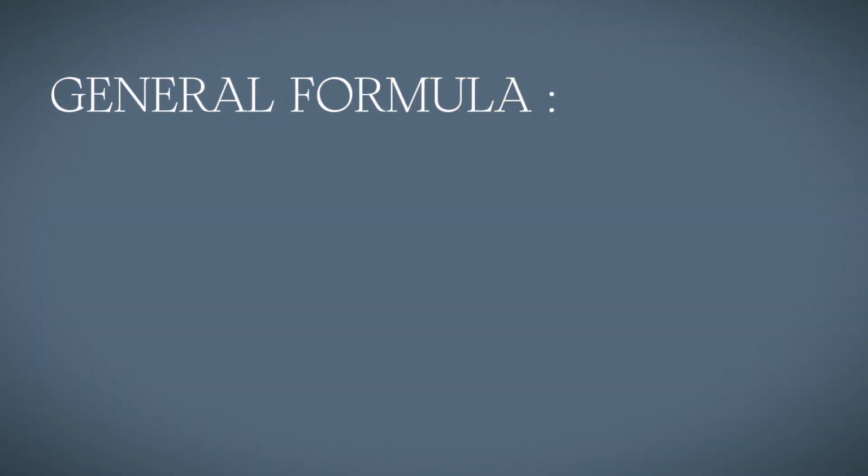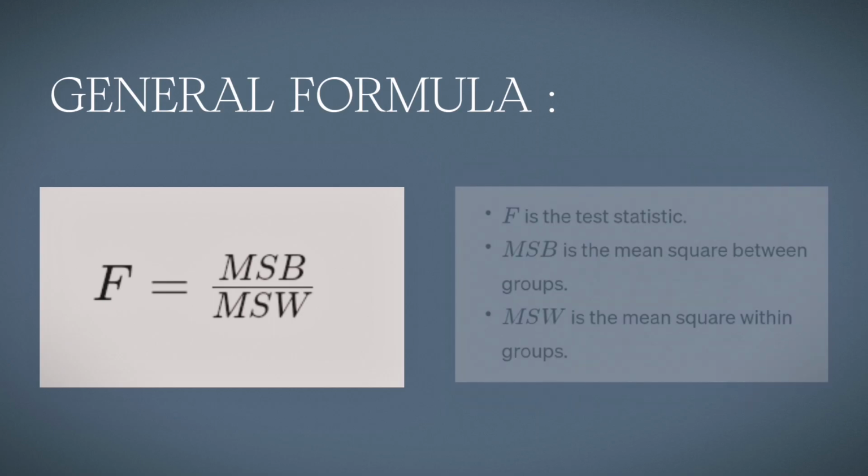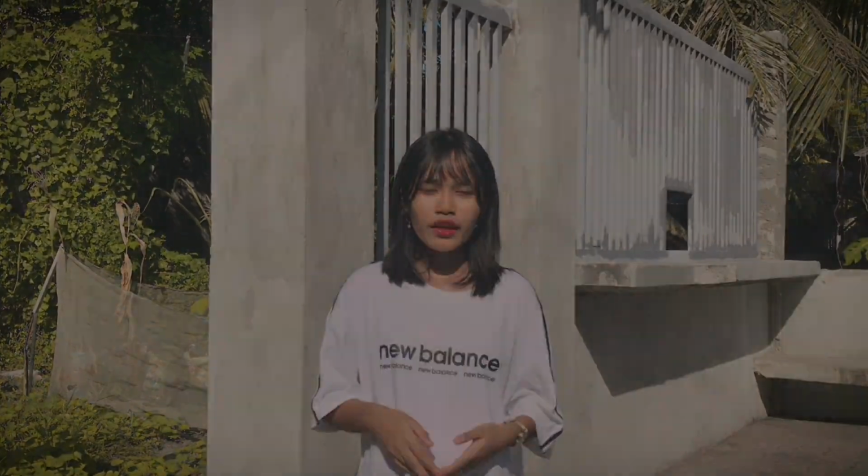The general formula for one-way analysis of variance is F equals MSB over MSW, where F is the test statistic, MSB is the mean square between groups, and MSW is the mean square within groups. ANOVA is commonly used in various fields including experimental psychology, biology, and business to compare means and determine if there are any significant differences. So its primary purpose is to identify whether the observed differences between groups are due to genuine effects or merely random chance.